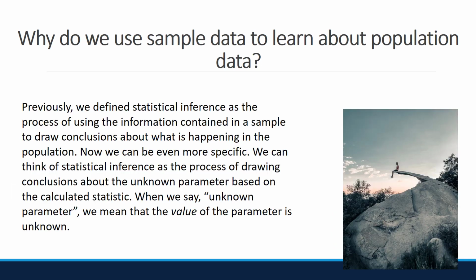Previously, we defined statistical inference as the process of using the information contained in a sample to draw conclusions about what is happening in the population. Now we can be even more specific. We can think of statistical inference as the process of drawing conclusions about the unknown parameter based on the calculated statistic. When we say unknown parameter, we mean that the value of the parameter is unknown.